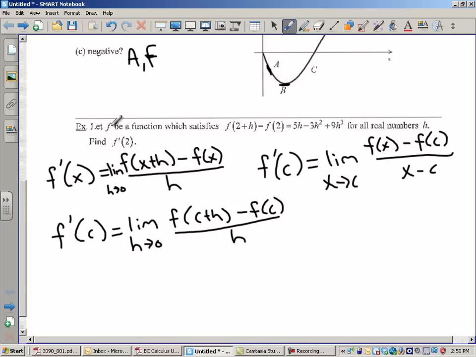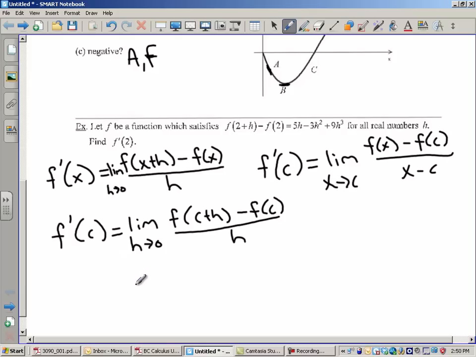So let's look at this example. Let f be a function which satisfies f of 2 plus h minus f of 2 equals all of this. This almost looks like a difference quotient, but I don't have a division. So it's almost a difference quotient. For all real numbers h, find f prime of 2.